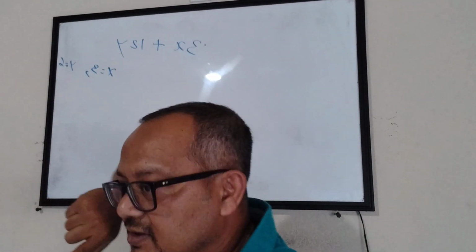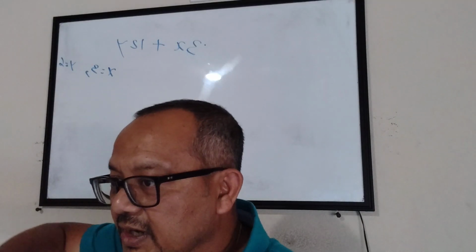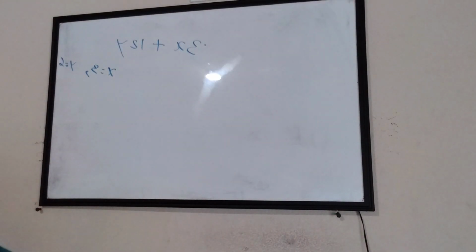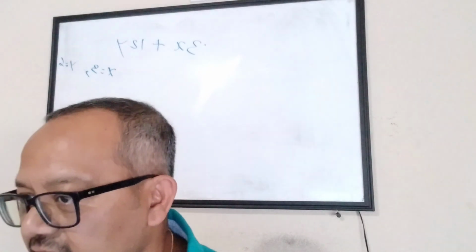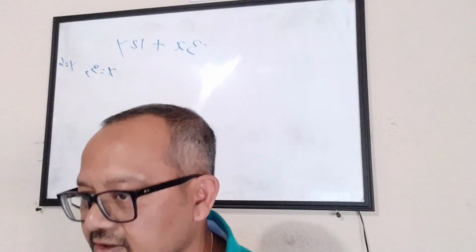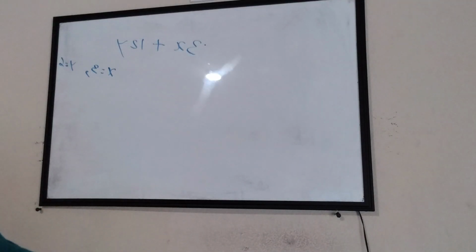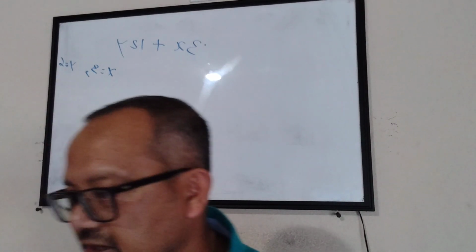I got 81. Everybody got 81. How about you, Tanu? 81. How about you, Lokchita? I got 81. Okay. How about you, Praneeth? Yes, sir, 81. Sanvi, same.